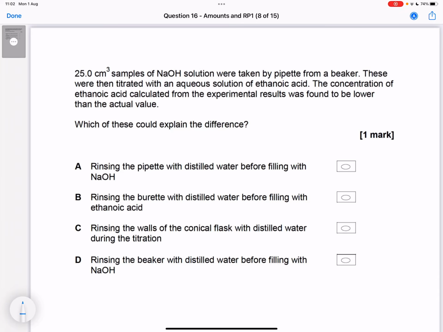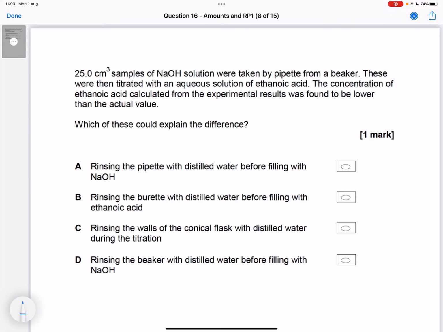So this question says 25 centimetre cube samples of sodium hydroxide were taken by a pipette from a beaker. These were then titrated with ethanoic acid. The concentration of ethanoic acid was found to be lower than the actual value, which could explain the difference. So this is about required practical 1 and understanding what has an effect on your answer.